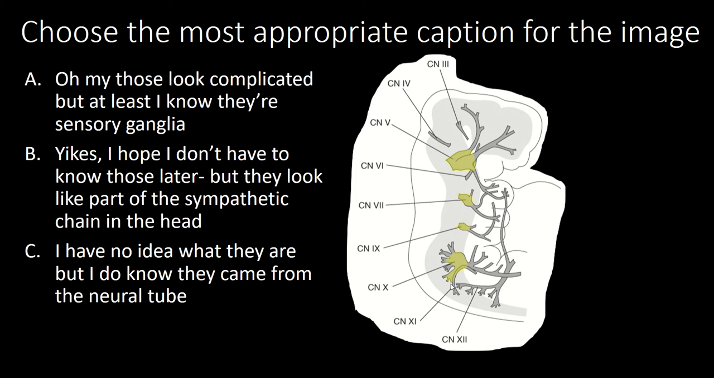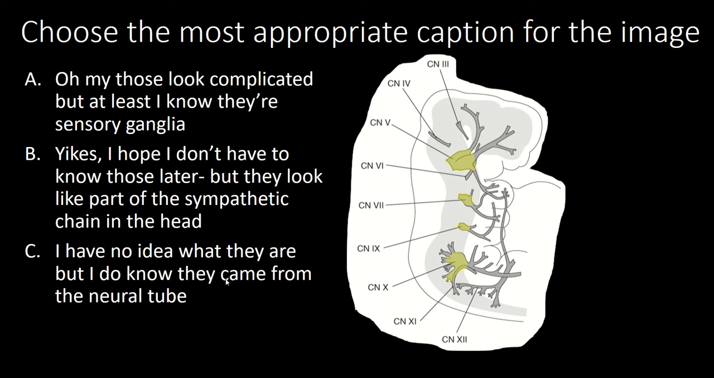Those are going to be in the thorax, alongside the vertebral bodies, and the neck area. You do have a couple cervical ganglia, but they are definitely not situated as the attachment to cranial nerves, and there's not 4 of them. So luckily you can cross that one off. And then the last one, I have no idea where they came from. I know they come from the neural tube.